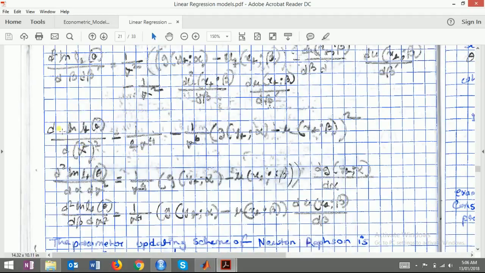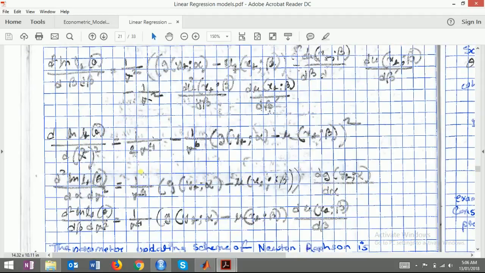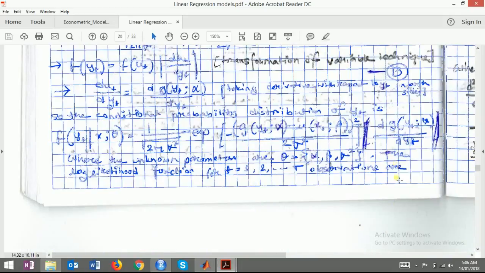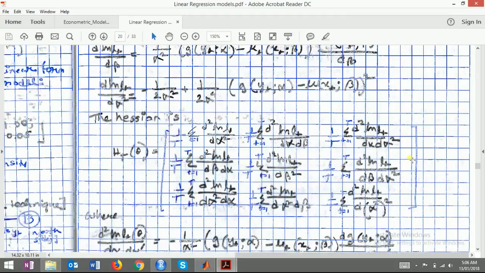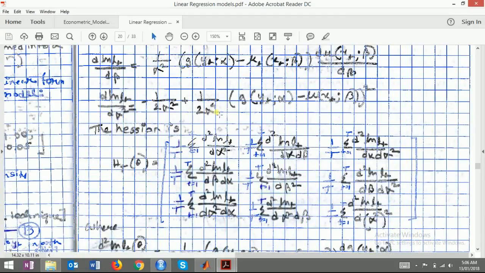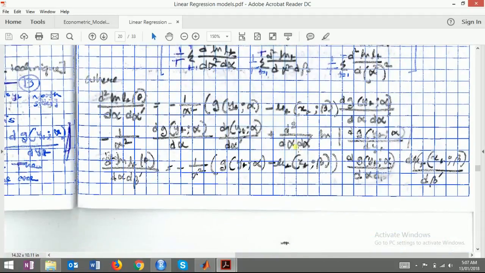What will happen when we have σ whole square? σ² is 1 by 2σ to the power 4 minus 1 by 2σ to the power 4. Yeah, this is as it is. Here our equation changes because we are comparing this with ∂/∂σ² of log L_T. We are just simply comparing this with this equation.